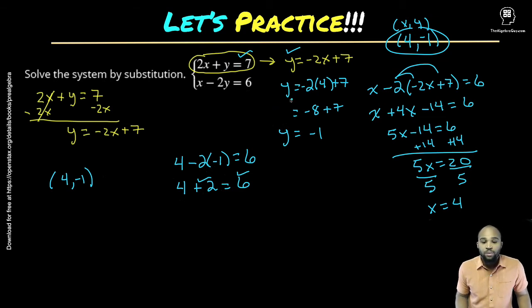Let me recap. All I did was take one of the equations and solve for a variable. In this case it was y because it was easier. Now you could have used x as well, but why not take the easier route? And when we found that y equals -2x plus 7, we simply substituted it into the other equation everywhere where we saw y. And when we did that, we were able to solve for x. And once we found x, we plugged it back into the equation to get y.